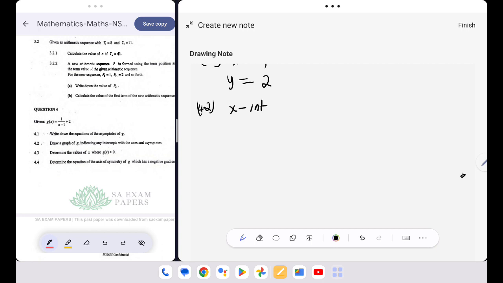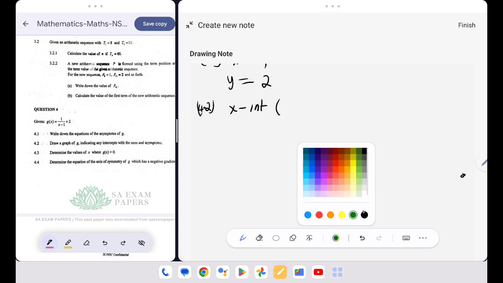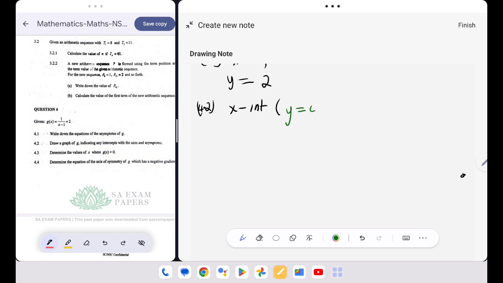For my x-intercept, I don't care what graph it is, whether it's a trig graph, cubic function, hyperbola, parabola, exponential. Whenever they say to you calculate the x-intercept, just make y 0 and solve for x. So in our case, y will be 0, and then we must solve for x. We'll have 1 over x minus 1 plus 2. And whenever we have fractions, we must multiply everything by the LCD.